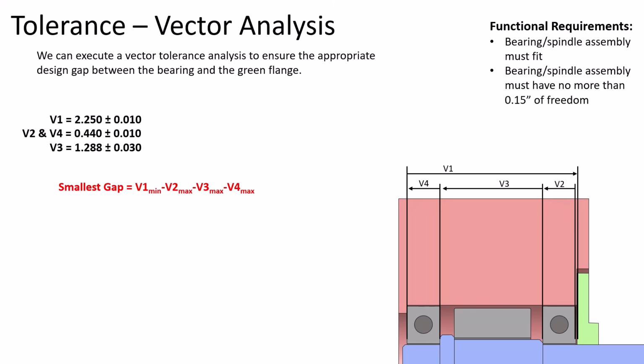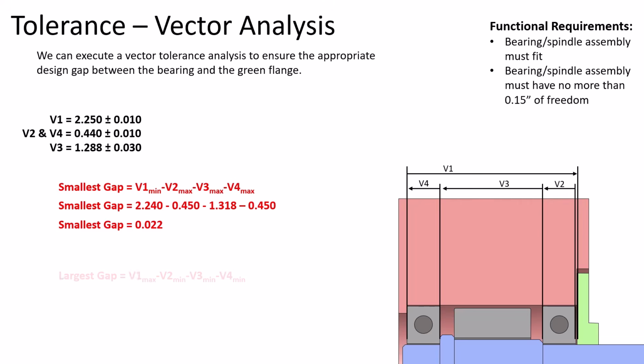Now, if we use these vectors and we add them together, remembering that V1 is positive, V2, V3, V4 are negative, and we want to calculate the smallest gap, we would be interested in when V1 is at its absolute smallest, and V2, V3, and V4 are at their absolute maximum. So using these vectors, we can simply do a quick tolerance stackup. V1 min is 2.240, V2 max is 0.450, V3 max is 1.318, V4 max is 0.450. Do a little bit of math and we can find that the smallest gap we have is 0.022.